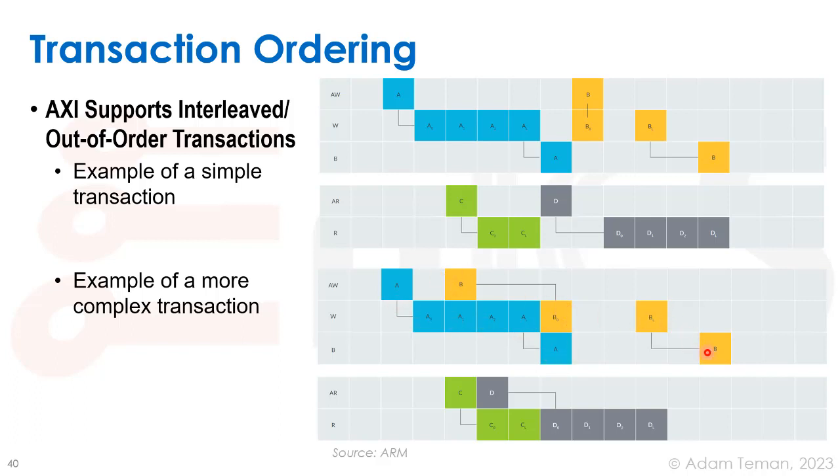while B is still in the pipe. And in the meantime, we also asked for address C and address D to be read out, and C was read out, and then D was read out over here. So there's a more complex kind of out of order type of transaction.